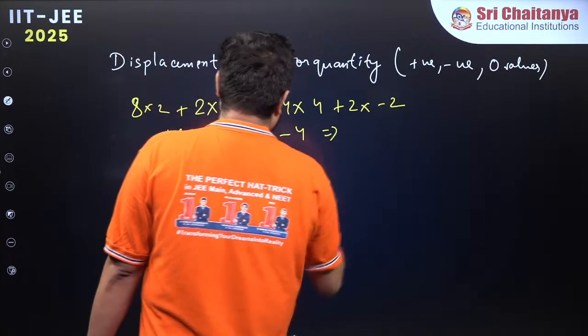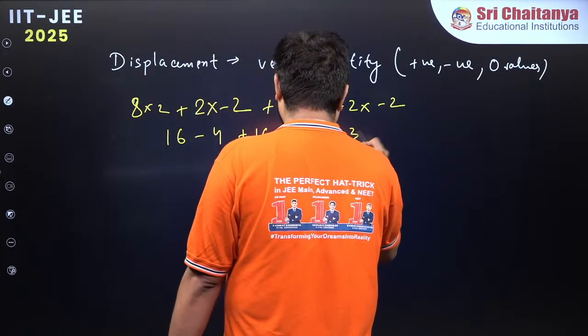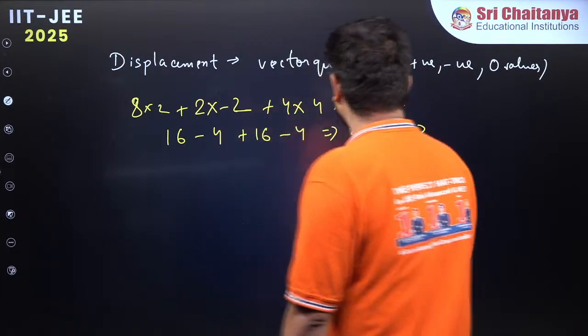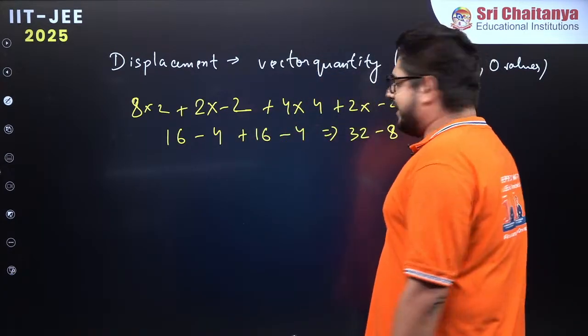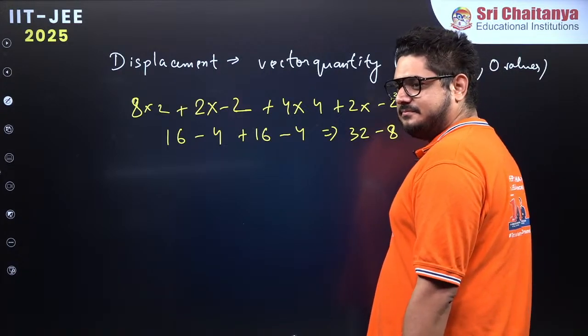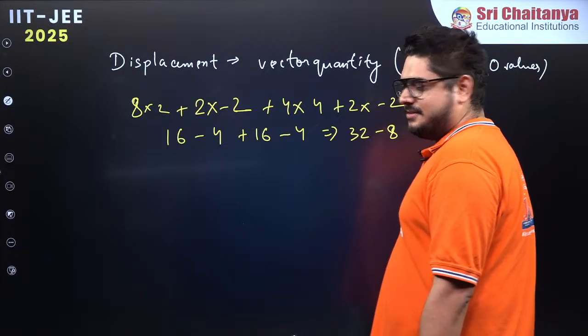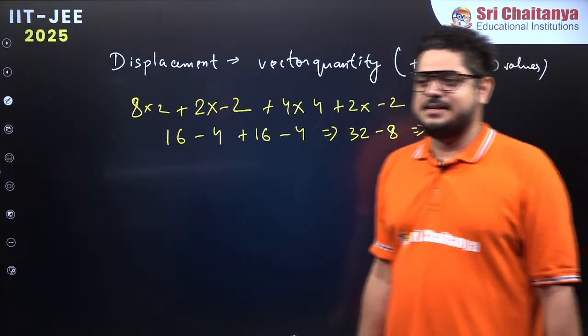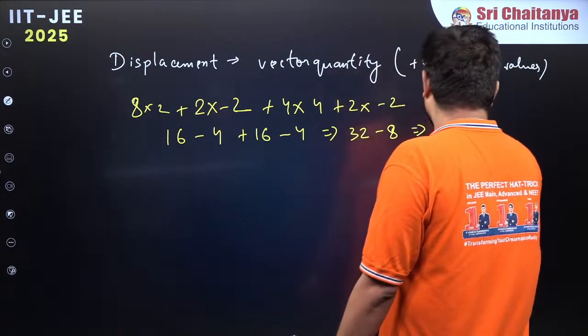That is 16 plus 16 is 32 minus 8. What is 32 minus 8? What's 32 minus 8, everyone? Write it down, everyone. What is 32 minus 8? Tell me. 24, isn't it? So that's 24.